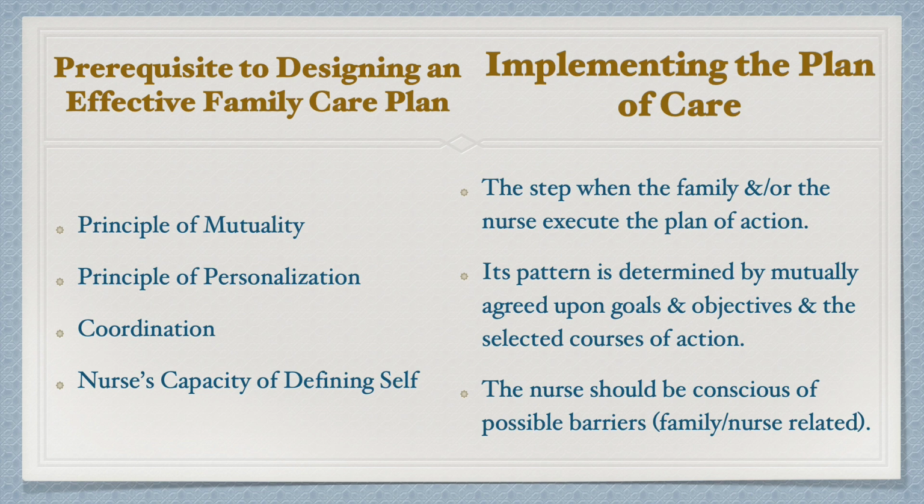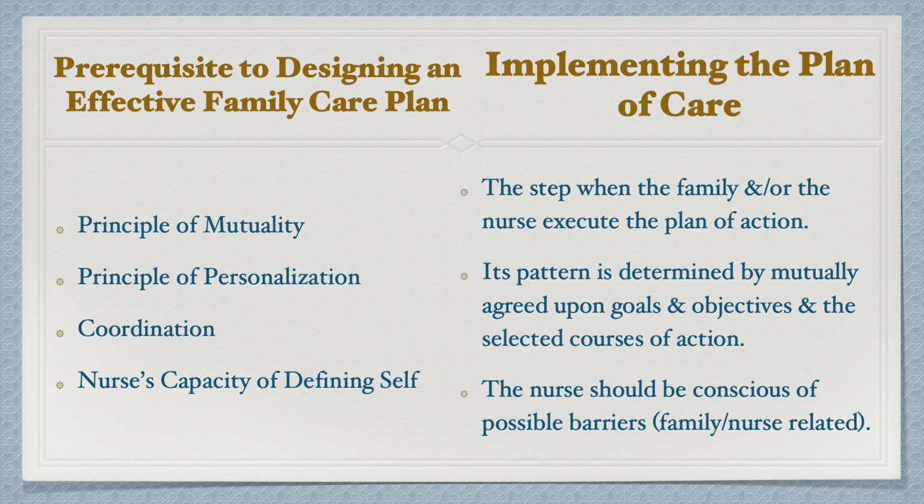Another nurse-related barrier is negative labeling, like labeling the family as stubborn. The nurse will label the family as stubborn if they are unable to comply with instructions. That would also lead the nurse to label himself or herself as ineffective.